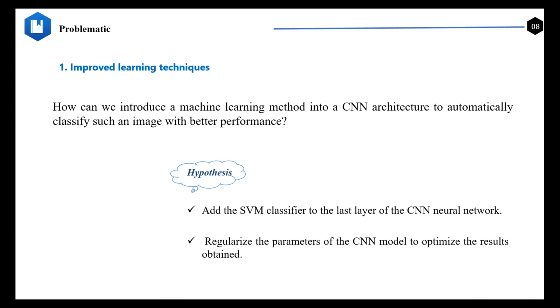How can we introduce a machine learning method into a CNN architecture to automatically classify such an image with better performance? To answer this question, we will add the SVM classifier to the last layer of the CNN neural network. And in the next step, we will regularize the parameters of the CNN model to optimize the results obtained.